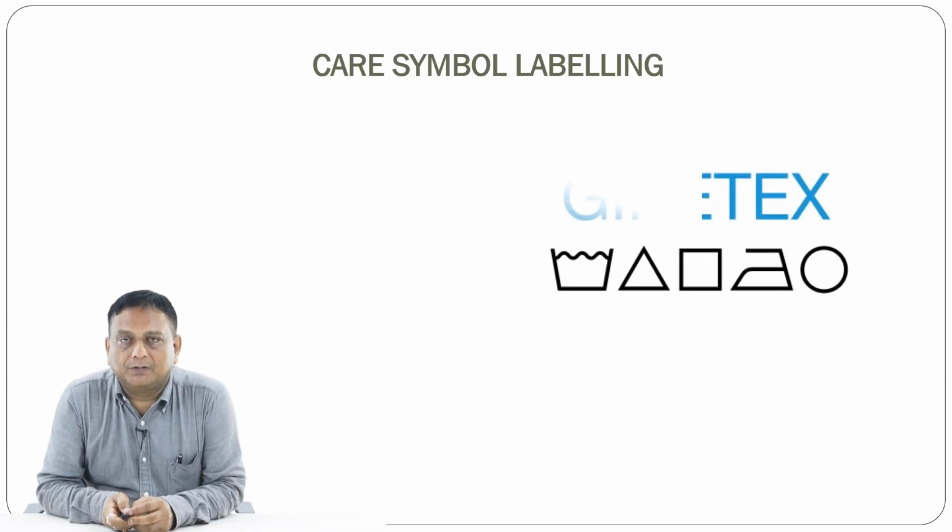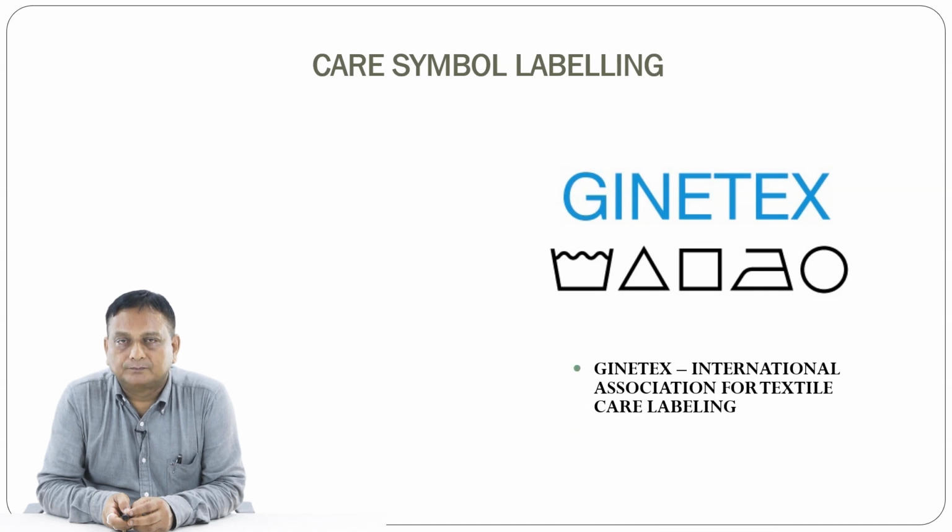Care symbol: when you are talking about it, Gentex is one of the international systems by which a garment care label is decided. It contains washing, bleaching, then drying, ironing and dry cleaning, and this is the international symbol for care labels, and the sequence of operations is followed. So it is the International Association for Textile Care Labeling System, and that is called Gentex.